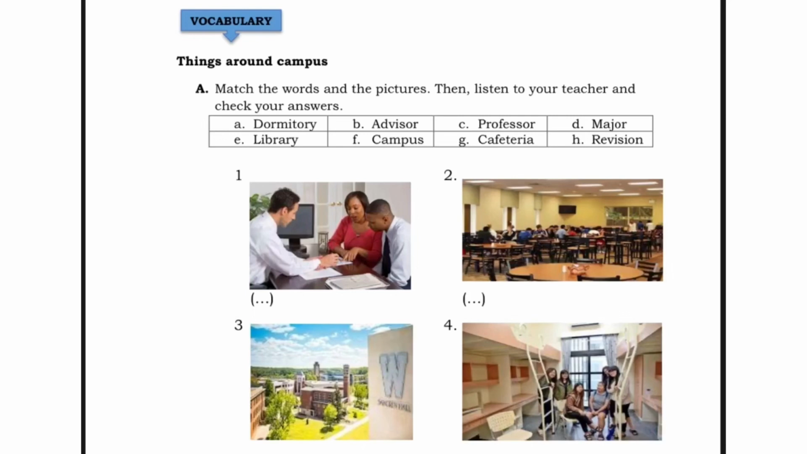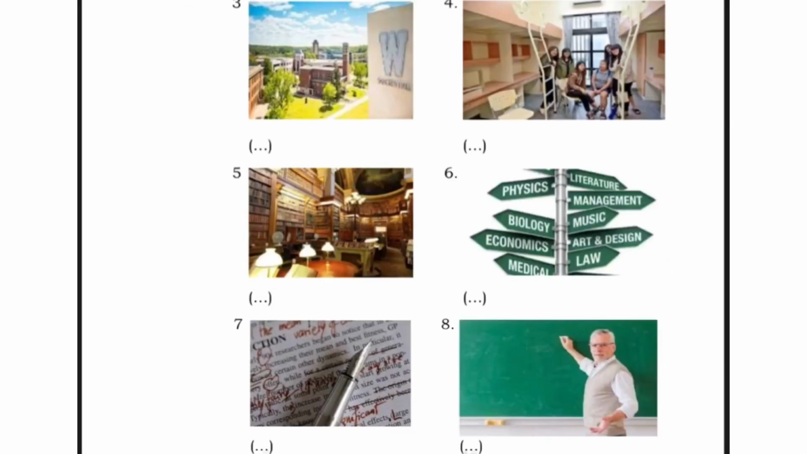The answer of picture 1 is B, advisor. The answer of the second picture is G, cafeteria. The answer of the third picture is F, campus. The answer of the fourth picture is A, dormitory. The answer of the fifth picture is E, library.